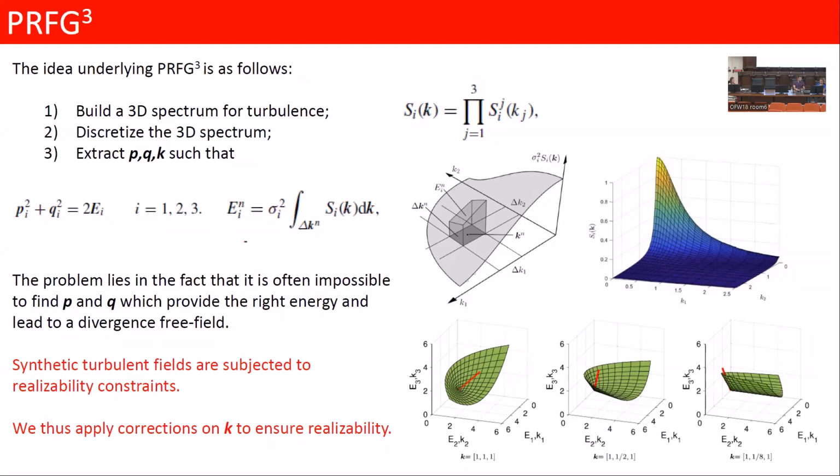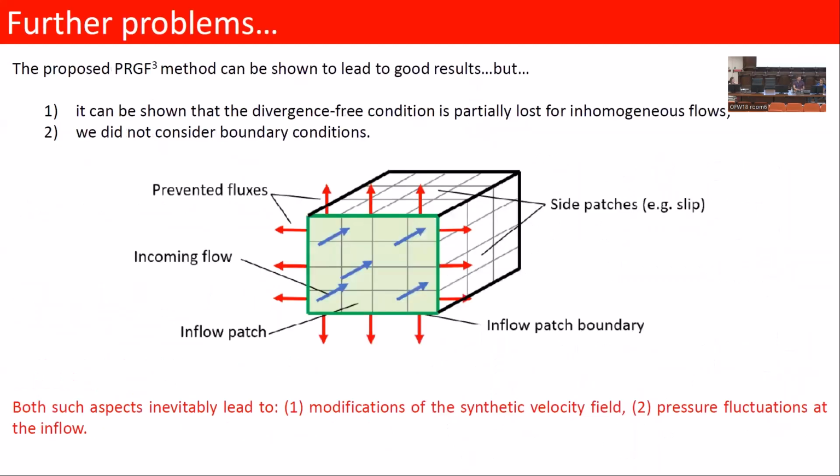So I don't go into the details of that, but the idea is that you come out with a turbulent field, which is characterized by the right intensity, the right length scale. It's divergence free. It respects Taylor's assumption of frozen turbulence, so linear convection, so an approximation of the momentum equation. You're very happy. You go there, you apply it at the inflow, and you see that fluctuations of pressure still occur at the inflow patch. And that is unavoidable. And I will explain why.